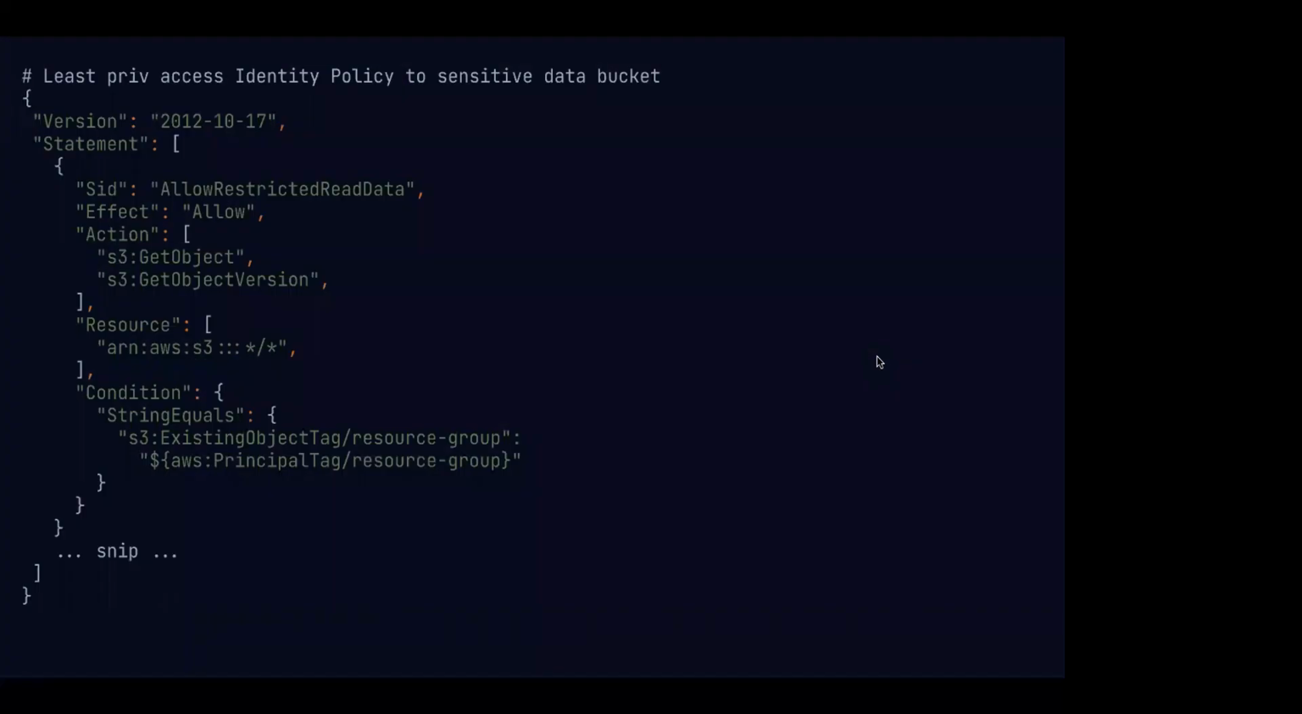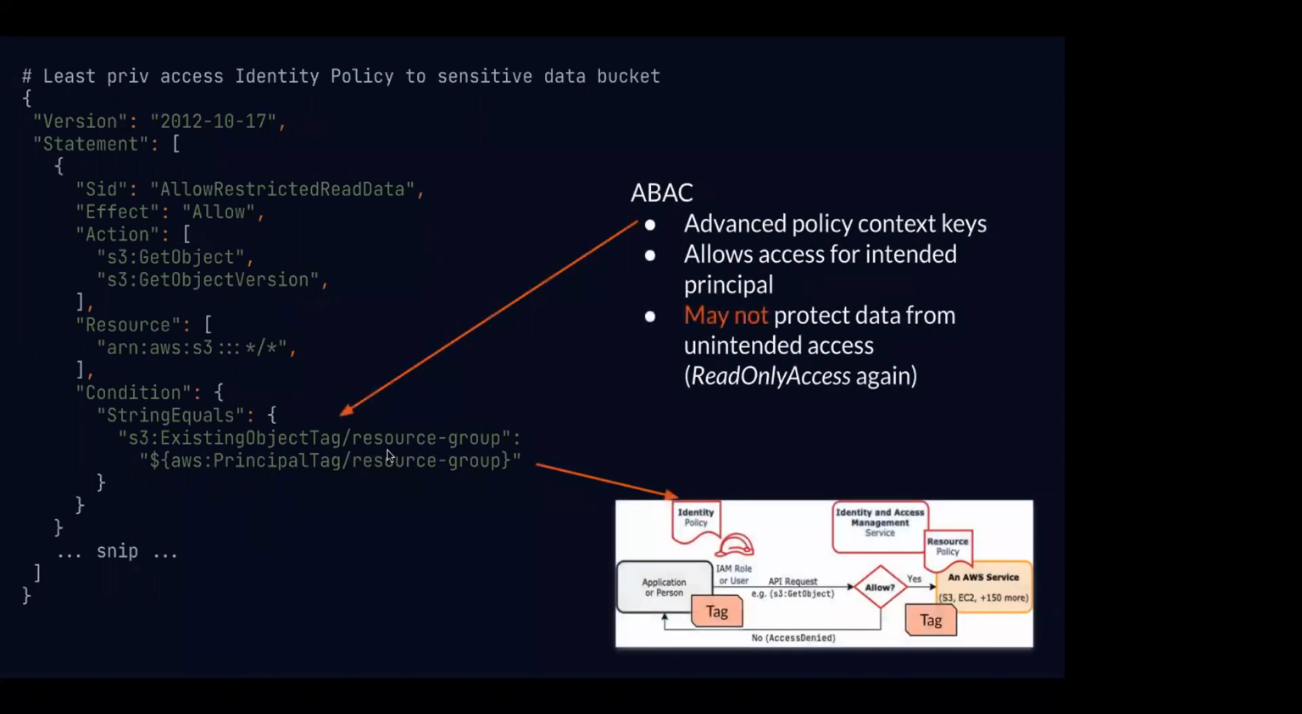One of the simplest forms of an ABAC policy is what I'm showing right now. This would allow a restricted set of principals to read the data. This would be an identity policy attached to an IAM user role, and it would allow execution of get object when the S3 object has a tag named resource group, and the value of that tag matches a tag on the principal, the IAM user role, also a resource group. So if they're moonshot on both sides, then the access is allowed.